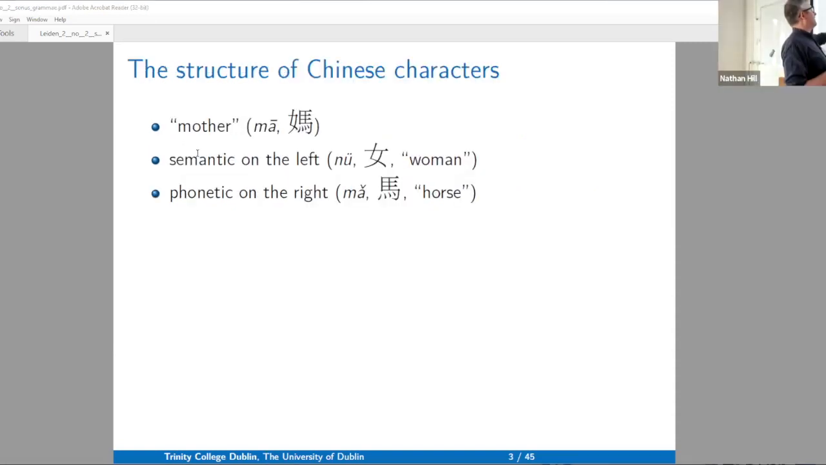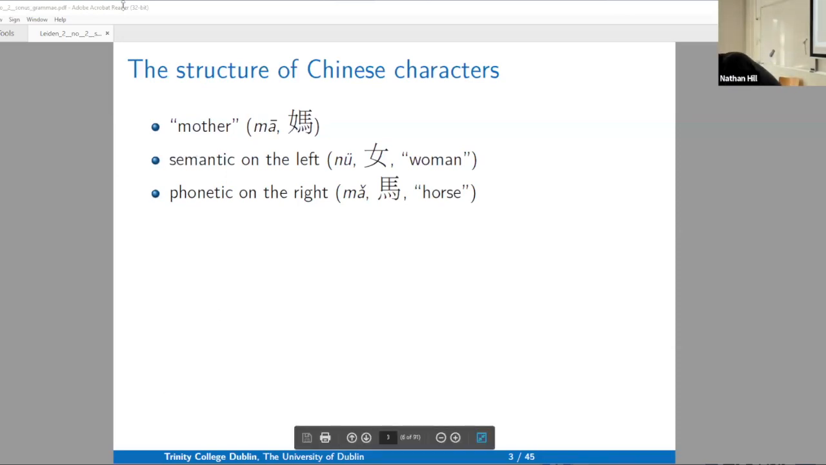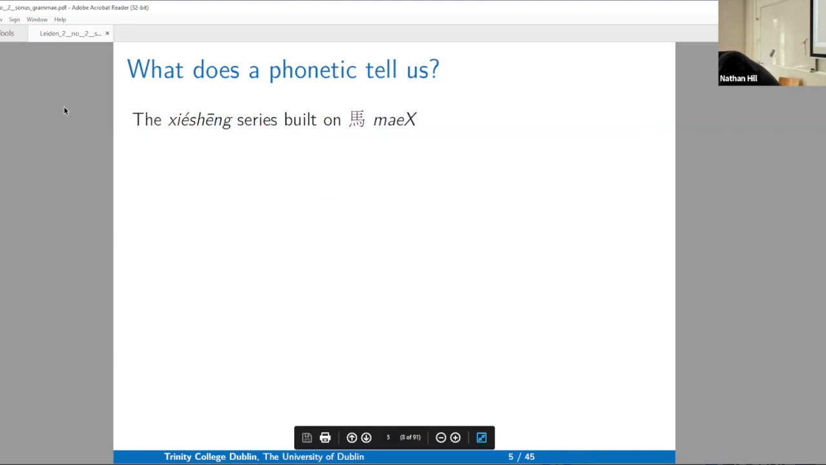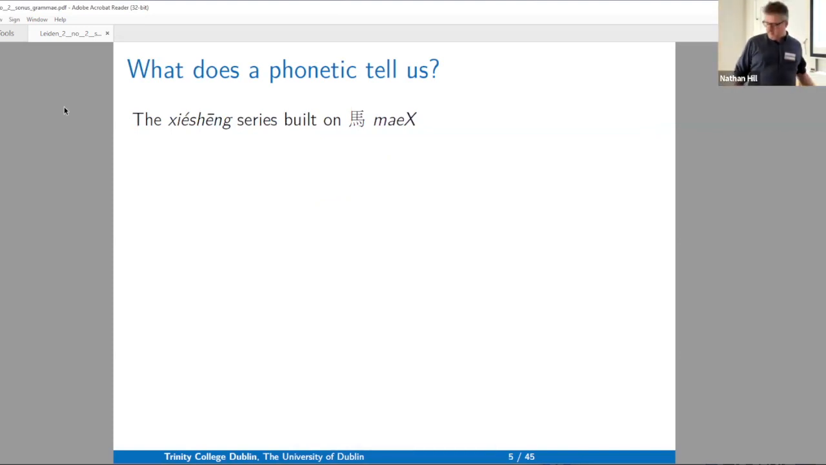Okay, so the character for mother is composed of two halves, one that means woman and one that means horse. So one is this semantic component, one is the phonetic component. And as a native speaker of Chinese of the relevant period, you're supposed to just see it and know, oh, it means something that sounds like horse and means something about a woman, right? So then we asked ourselves, what is it actually being indicated by the character?